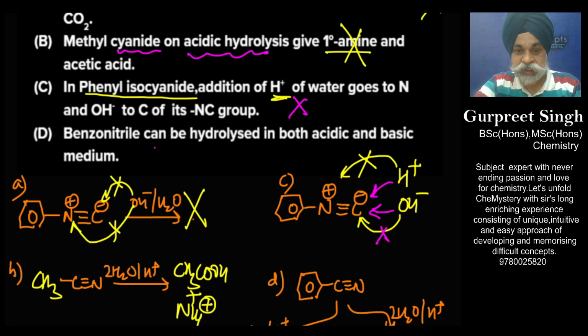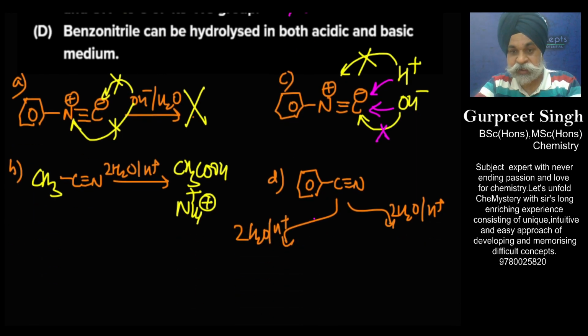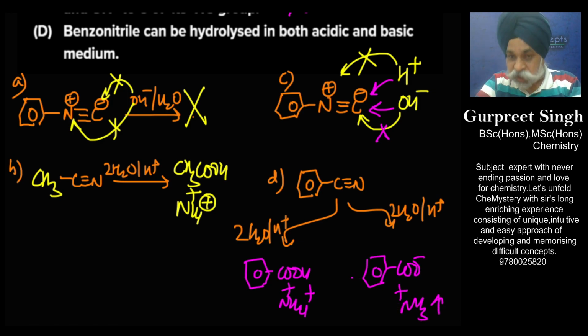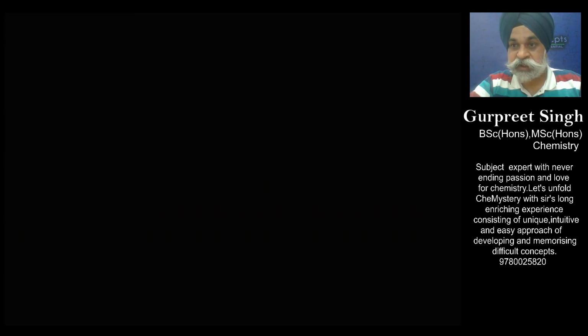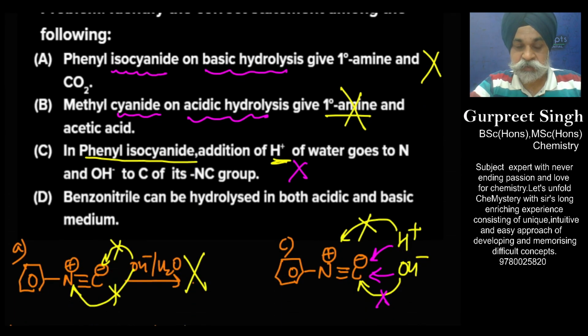And benzonitrile, meaning phenyl cyanide, can be hydrolyzed in both acidic and basic medium. That is perfectly right. On acidic hydrolysis, this would lead to benzoic acid along with the formation of ammonium salt, and on basic hydrolysis, it would lead to the benzoate along with the formation of ammonia gas. Lastly, I would conclude that isocyanide would not undergo basic hydrolysis, rather it would go through acidic hydrolysis, whereas cyanide would undergo both acidic and basic hydrolysis. So this is an interesting question, and I hope you have understood the whole of this discussion.